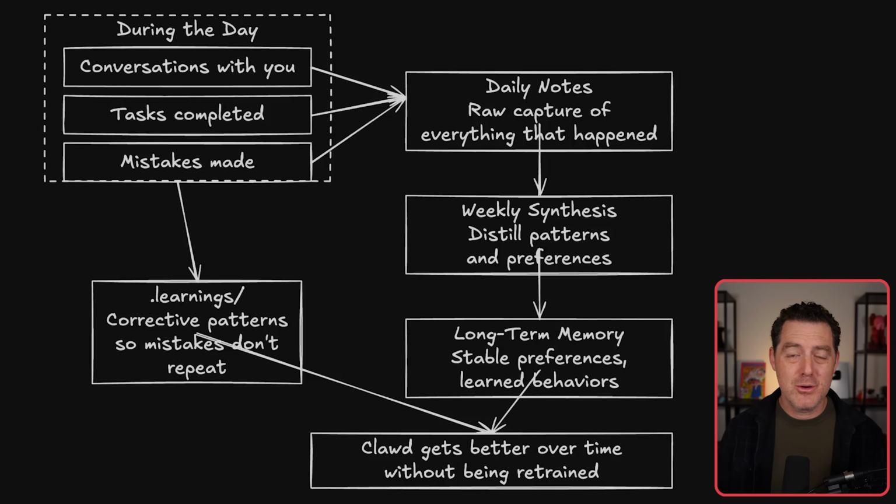I'm not even using QMD, and I probably should, but I haven't figured out exactly how I want to use it, so it's all pretty standard. Here's what happens. During the day, conversations with me, tasks completed, mistakes made, all get piped into daily notes. Those have a weekly synthesis. It distills the patterns and preferences and gets stored into long-term memory. Then we also have the learnings folder, corrective patterns, mistakes not to make again, and it just gets better over time without needing to manually do that.